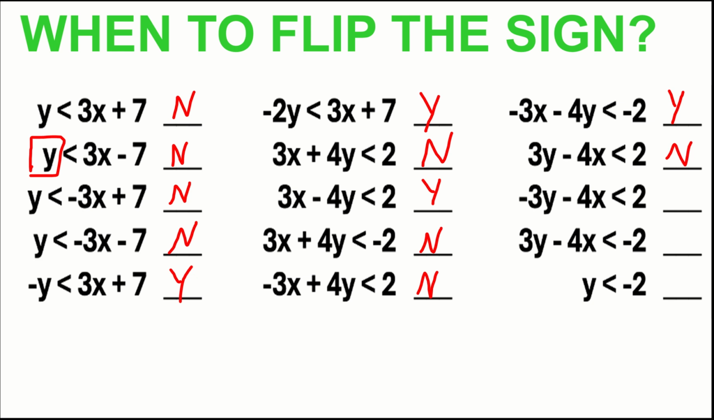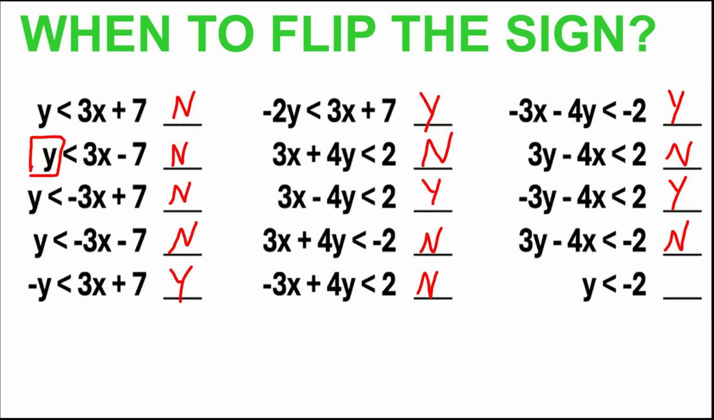Third one there, Alexandra. Kyle. Yeah, that's a yeah. Why, Kyle? Yeah, the negative y coefficient means we got to flip that one. Next one. Olivia. Yeah, that's a no. No negative on the y.